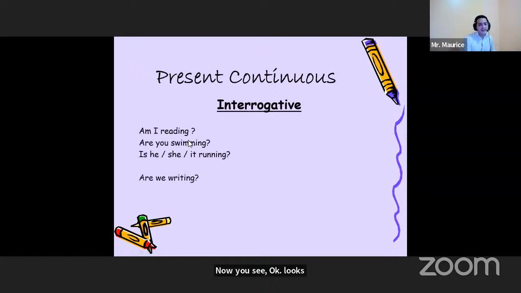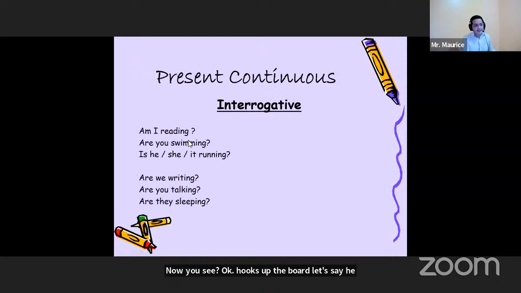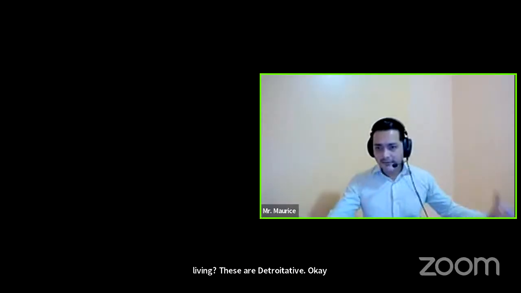Observe por favor los 6 ejemplos de la forma interrogativa de lo que es present continuous. Alright. In the number 1 we have the word am I. Am I reading? Are you swimming? Is he running? Are we riding? Are you talking? What are they sleeping? These are the interrogative.